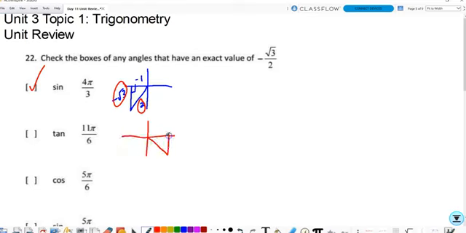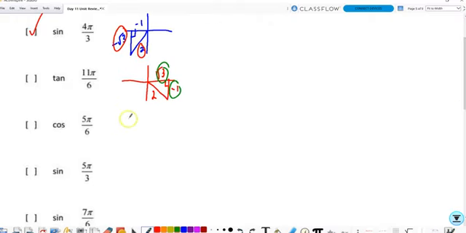11 pi over 6 is almost 2 pi, which is why it's in the fourth quadrant. Pi over 6 gives me these legs. Tangent is y over x, that is not negative root 3 over 2. Pi over 6 is almost 1 pi. Pi over 6 reference angle. Cosine is x over r, yes, negative root 3 over 2.